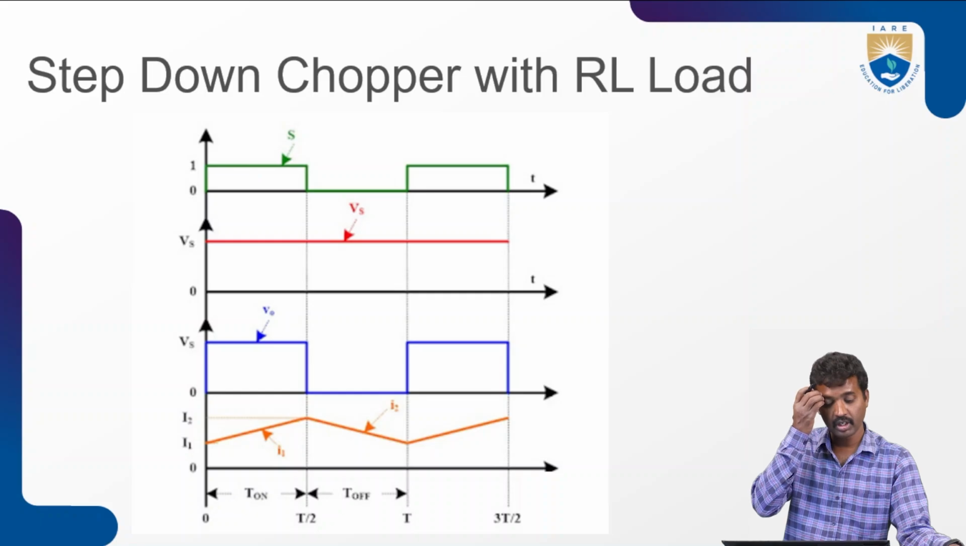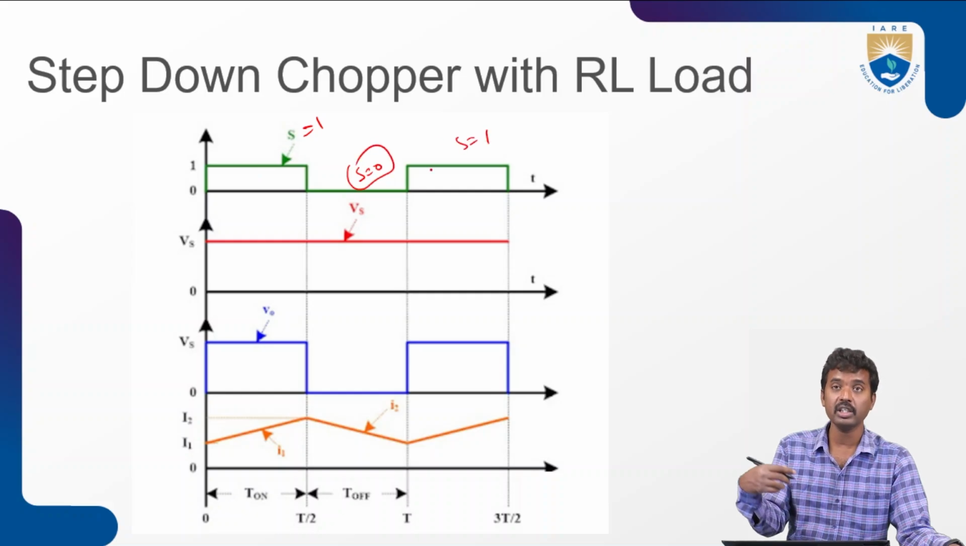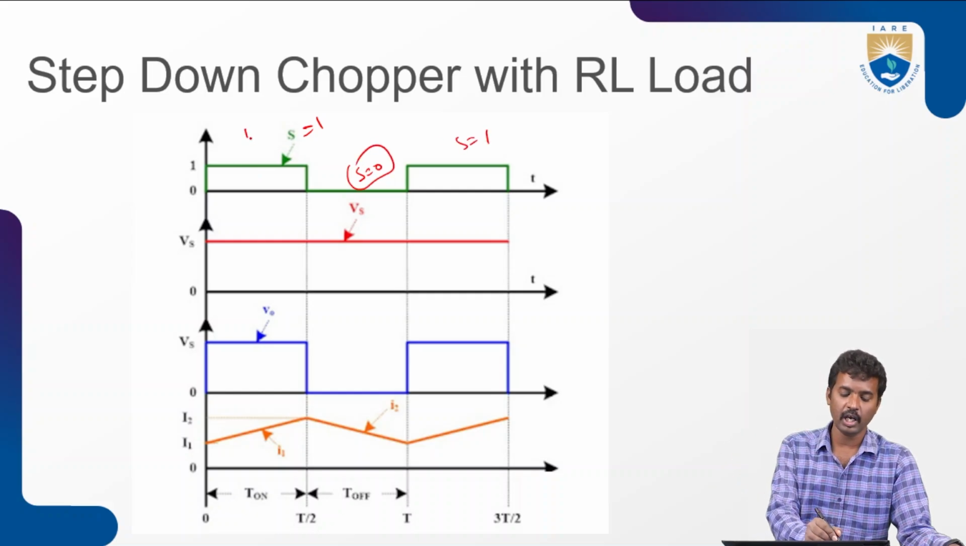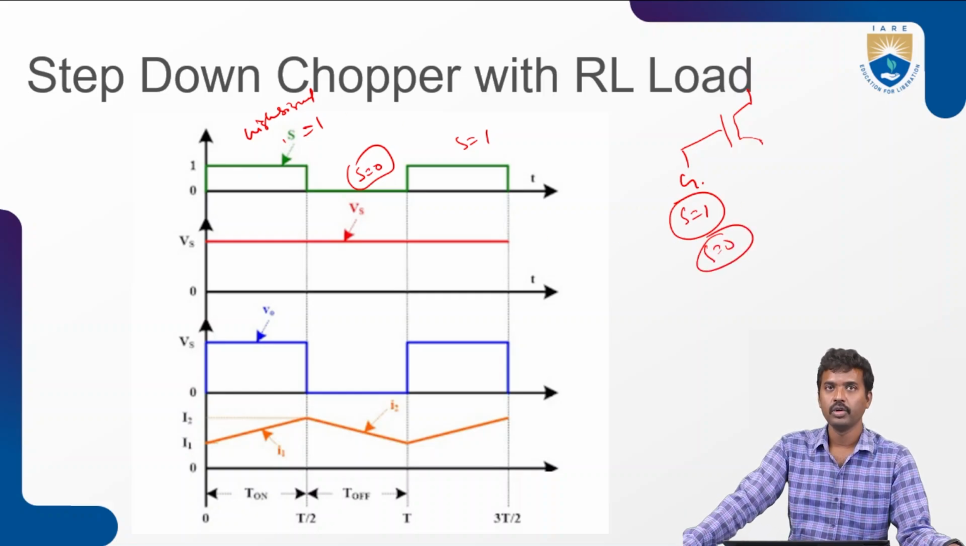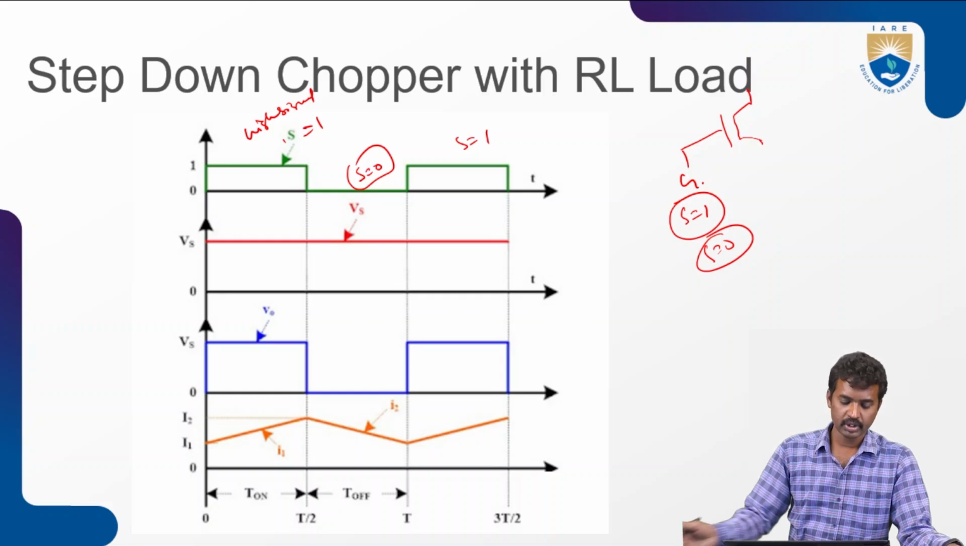So here I am showing the output when the switch S equals 1, here S equals 0, again S equals 1. That is the gate signal, a high signal I am giving to the IGBT. So this is the IGBT, and here I am giving gate S equals 1, and S equals 0 when it is turned off. Now the supply voltage is Vs, it is always constant. So during this period, this is the output voltage.